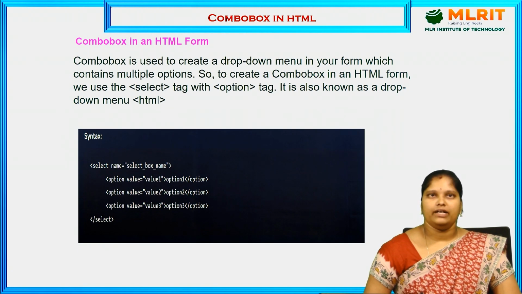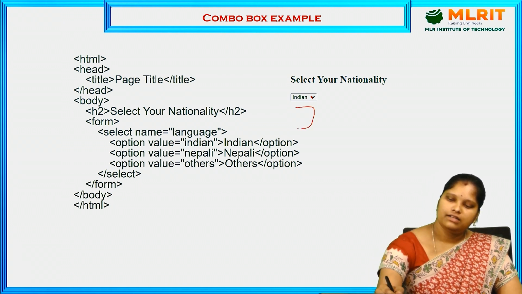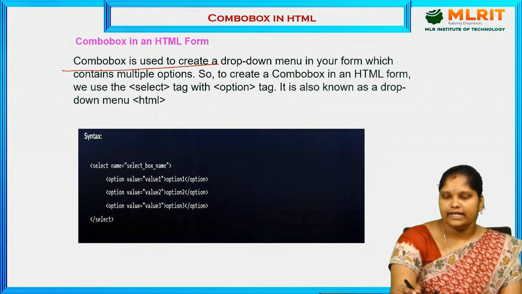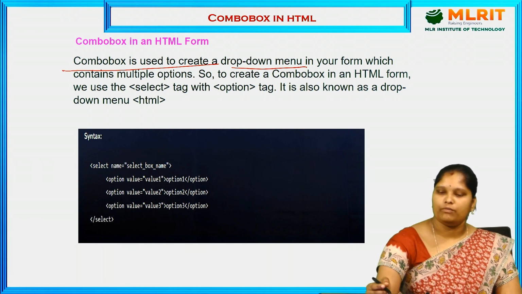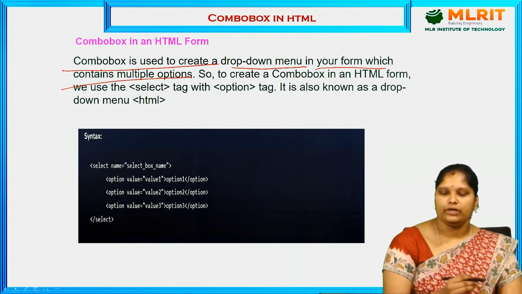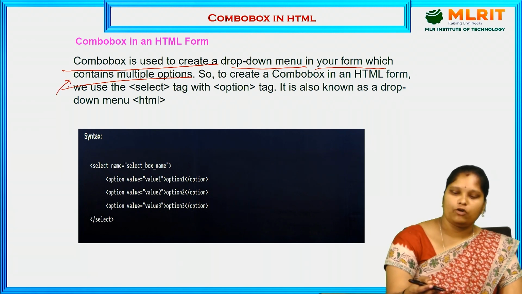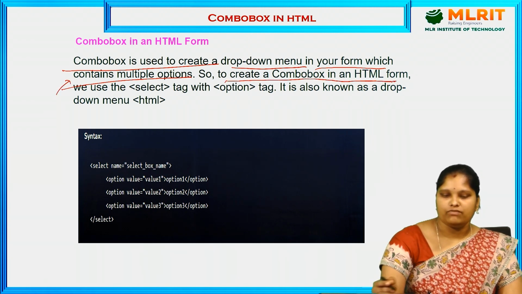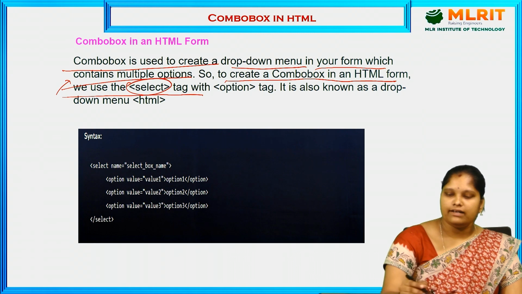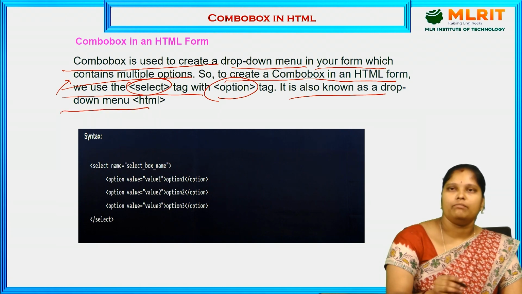And next element is combo box, right? This is the combo box. By clicking on this, a drop down list appears. Combo box is used to create a drop down menu, which contains multiple options. So to create a combo box in an HTML form, we use the select tag with the option tag. With the option tag, it is known as a drop down menu.